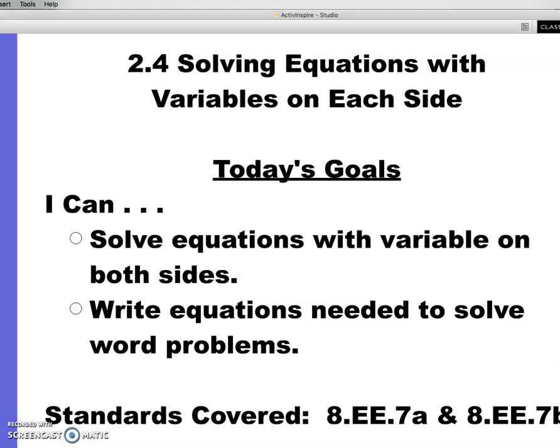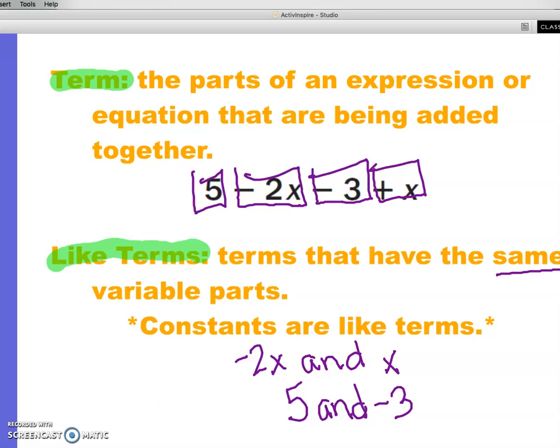First, our I can statement is I can solve equations with variables on both sides. We're stepping it up. We're taking another step. We have variables now on both sides of our equations. And then we can also write equations needed to solve word problems. Word problems are always going to be there. First, we have to define a few things.